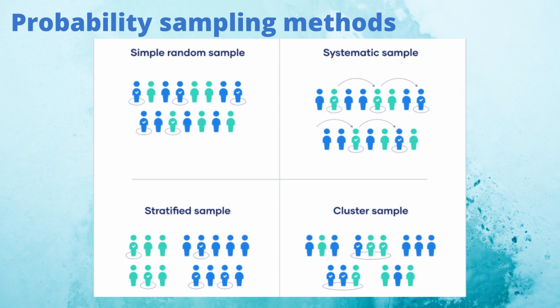Probability sampling means that every member of the population has a chance of being selected. It's mainly used in quantitative research if you want to produce results that are representative of the whole population. Probability sampling techniques are the most valid choice. So there are four main types of probability sampling: simple random sample, systematic sample, stratified sample, cluster sample.